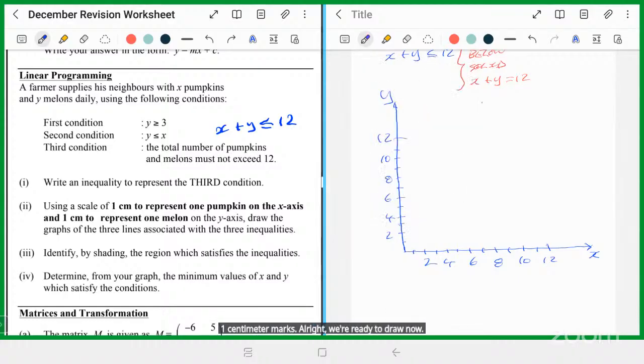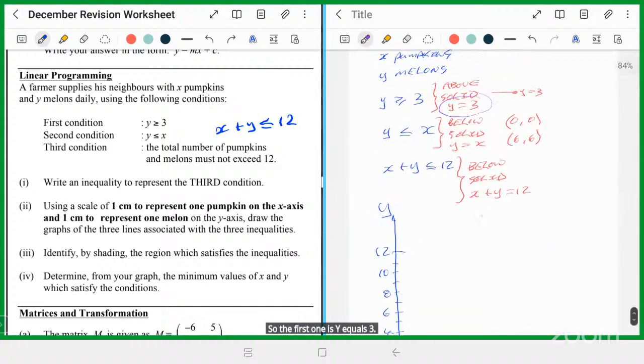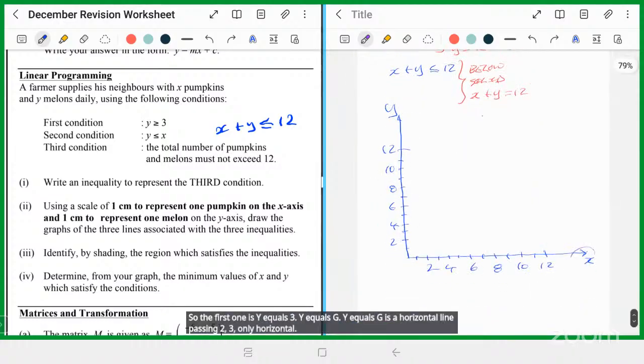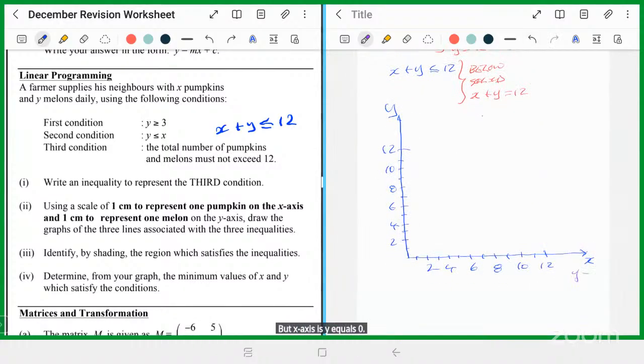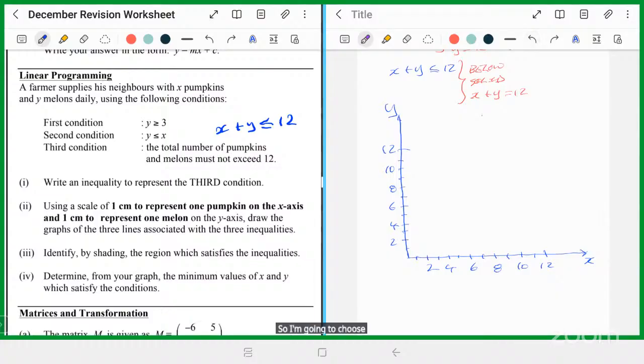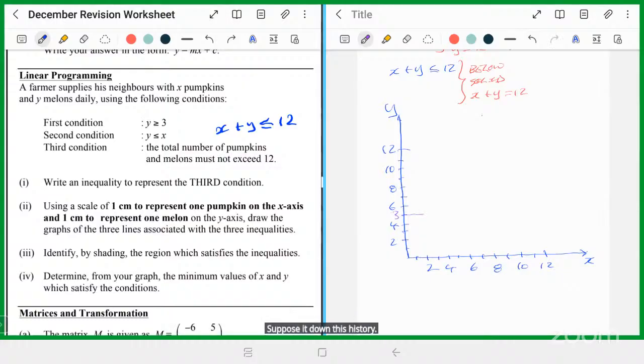So the first one is y equals 3. Y equals 3 is a horizontal line passing through 3. Oh, not horizontal, but the x-axis is y equals 0. So y equals 3 will be horizontal at the x-axis. So 3 right here. This is 3. Let's put it on. Then you label the line with the equal sign. That line is y equals 3.